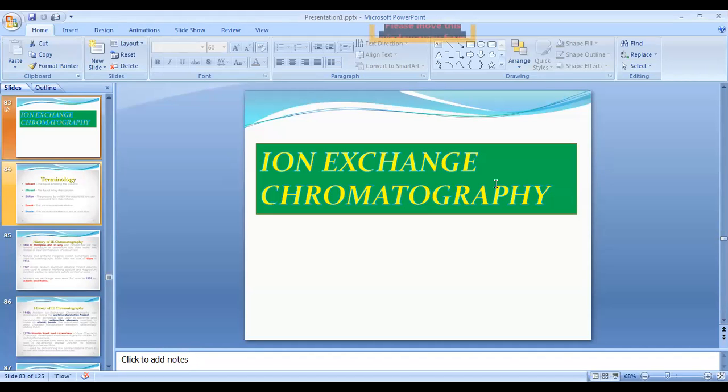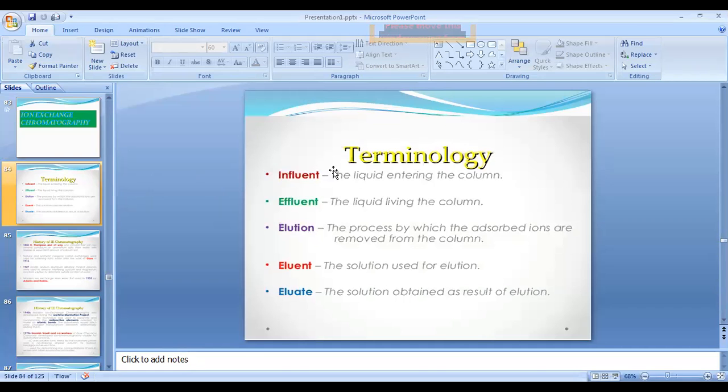Good morning, everyone. So, the next topic of our Unit 2, that is Chromatography 2, is ion exchange chromatography. Ion exchange chromatography is also one type of chromatography, and it is a similar type of column chromatography working model. How it works is just like column chromatography.